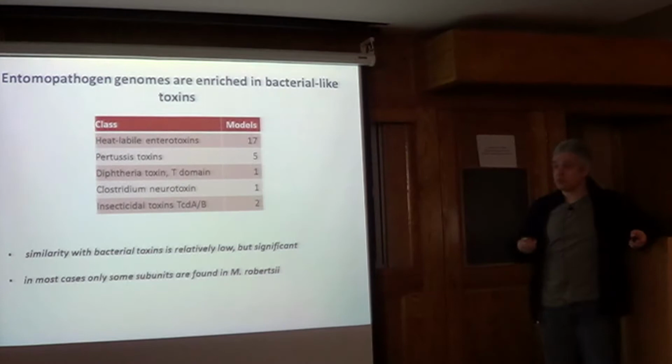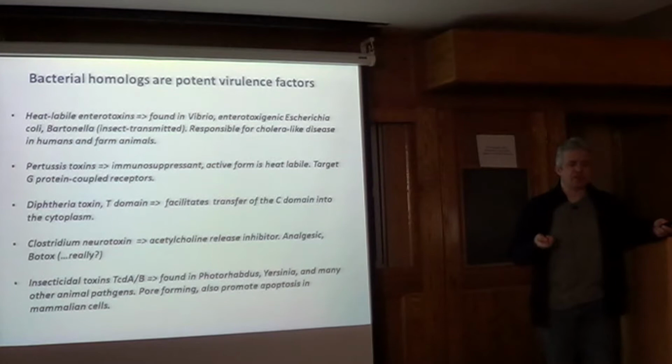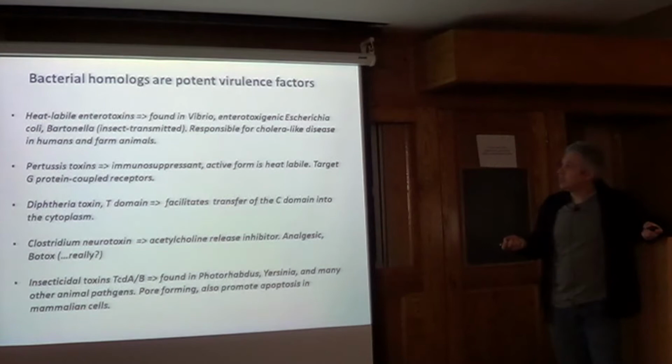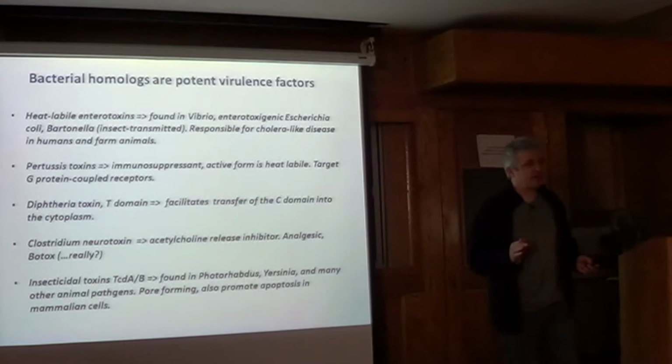Just to give you a summary of what these toxins do in bacteria, you can see a plethora of really nasty things, like enterotoxins found in Vibrio cholerae and Escherichia coli. Pertussis toxin is an immunosuppressant. Diphtheria toxin is also not a very nice toxin. And then there is Botox, the Clostridium neurotoxin that inhibits the release of acetylcholine, and other ones. So they are there. Nobody has characterized them yet.